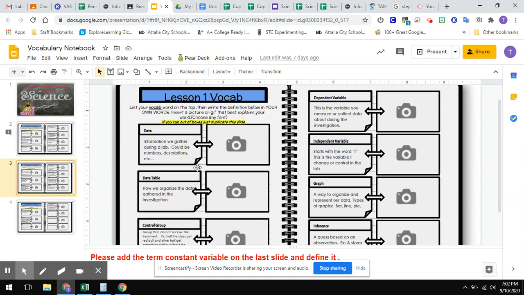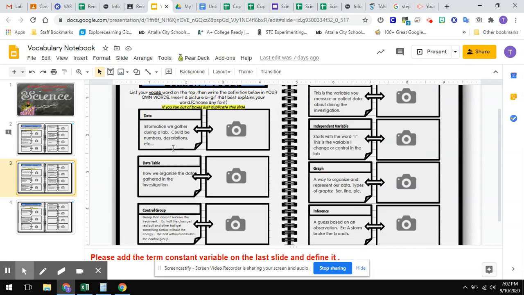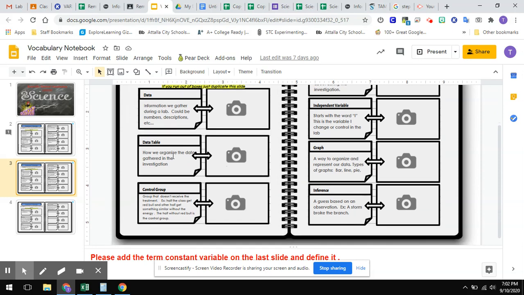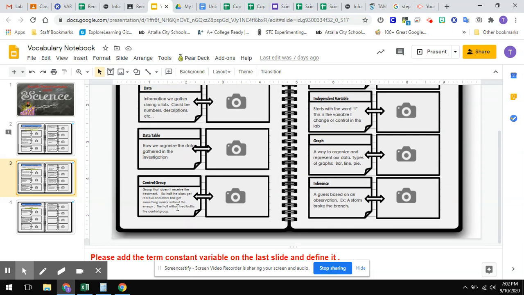Next step, going over, I've already talked about this. This is the information that you're going to gather. This information could be numerical or it could be qualitative, things that describe. Data table, how we organize it. Control group. This is the group that doesn't receive the treatment.